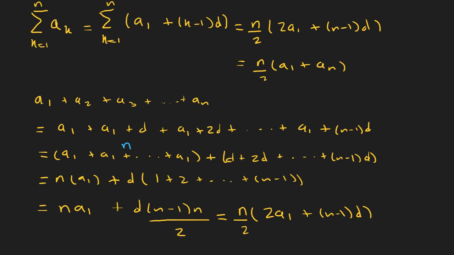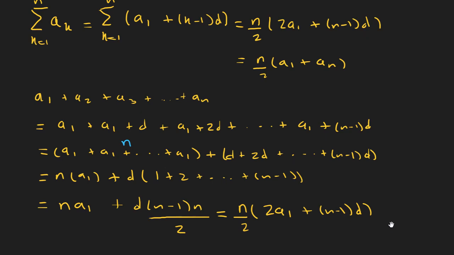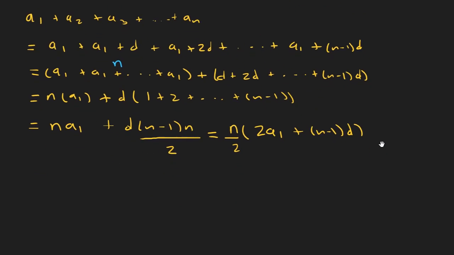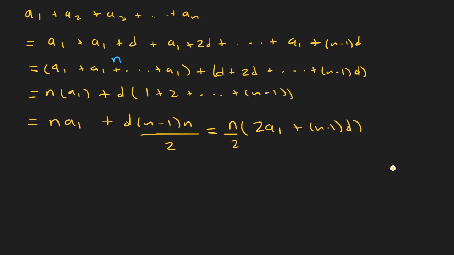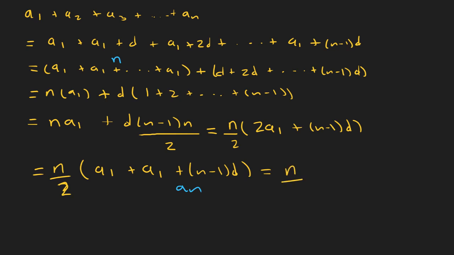So it looks like this is the formula that we had proposed. From there we can say that, by definition, this tells us that we have n over 2 multiplied by a1 plus a1 plus n minus 1 times d. But then this right here is just an, is it not? So then from there we have n divided by 2, and this is multiplied by a1 plus an.